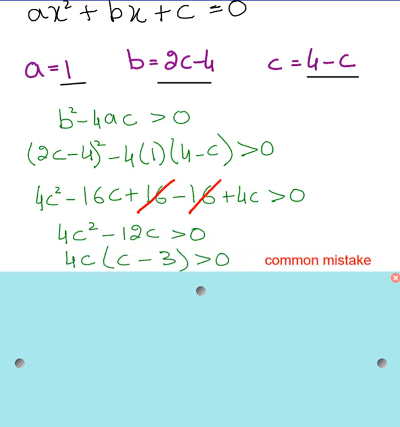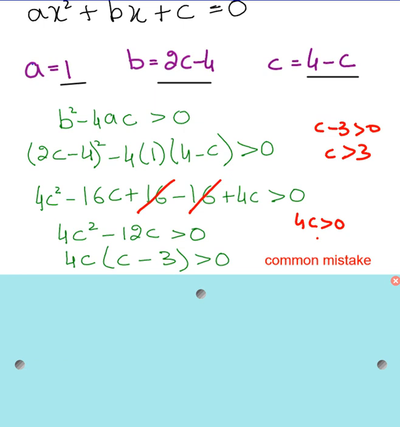So if you take 4c common out, right? Now what is the common mistake students make here? Any idea? What students generally do here, they put this thing greater than 0, and they put c minus 3 greater than 0. This is what they do. And they say c is greater than 3 and c is greater than 0. Now this is the mistake here.